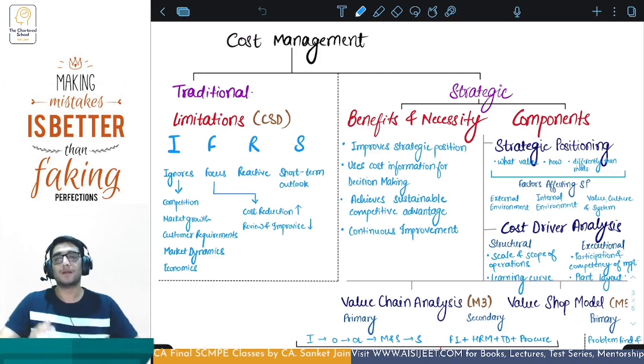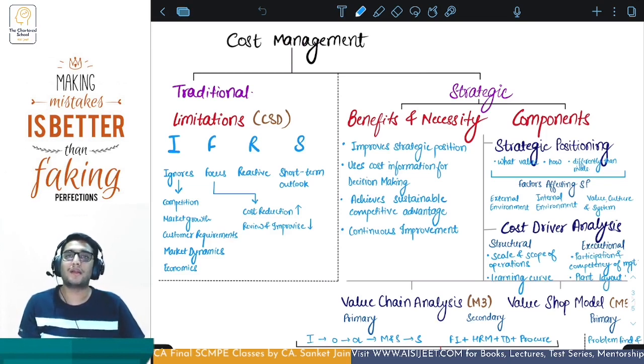Okay, then comes F. F is focus. As I have already told you, excessive focus is there on cost reduction, which results in no consideration of other factors. So traditional cost management has a limitation that there is excessive focus on cost reduction, while there is a very negligible focus on review of work or improvisation of work. Review and improvisation is lesser, and focus on cost reduction is higher.